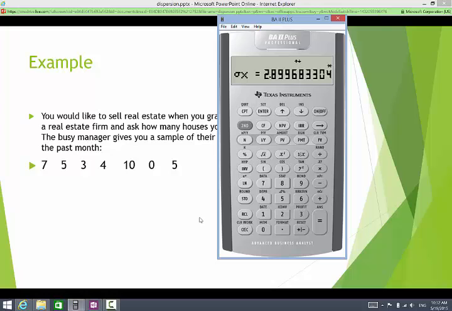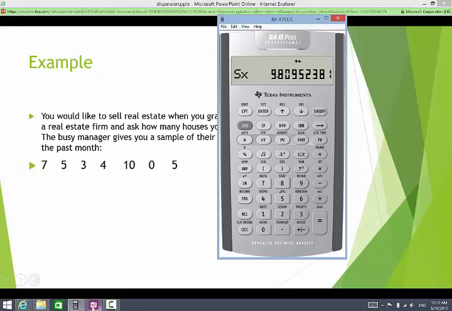Okay, so let's go back. Before we do go back, the next question says variance. So remember, variance is just our standard deviation squared. I'm going to take our standard deviation, 3.132, and I'm going to hit squared, and I'm going to get 9.809.